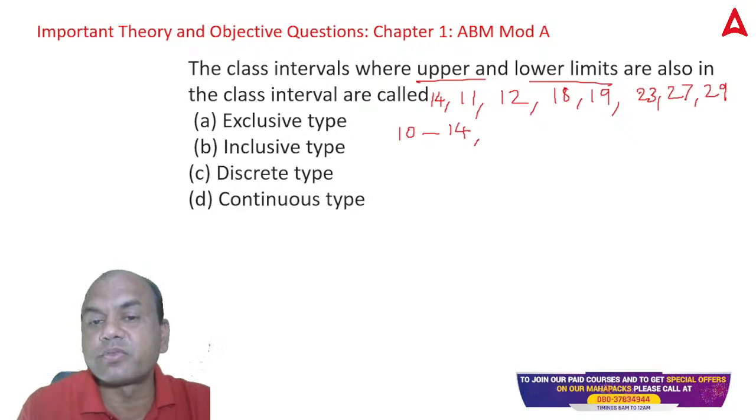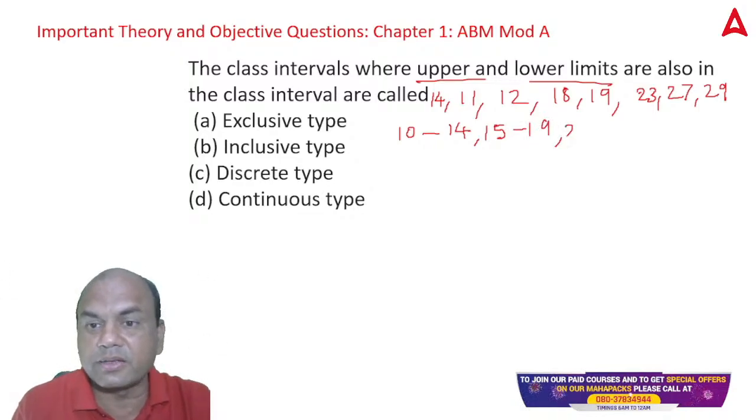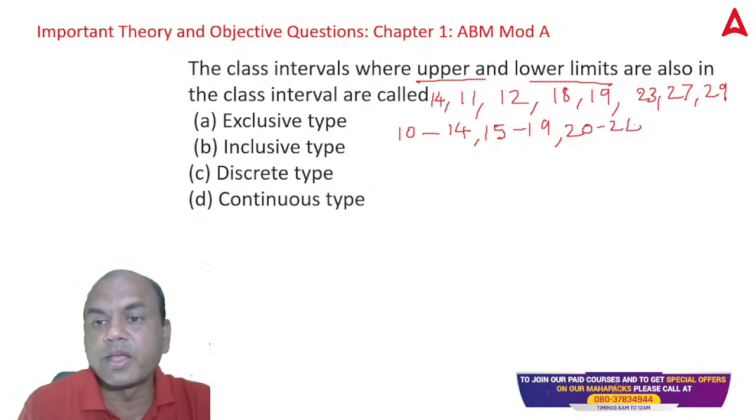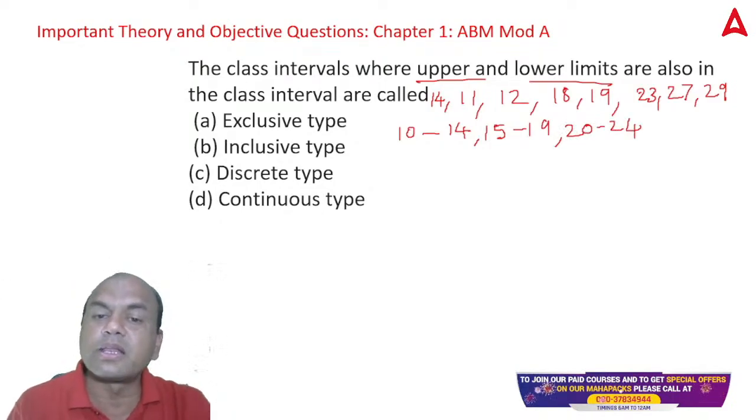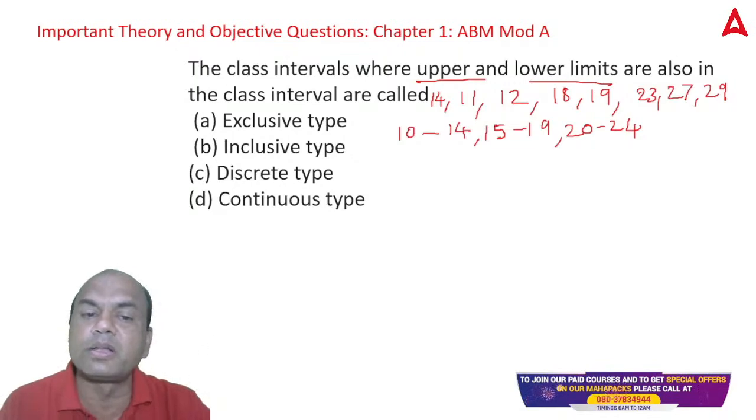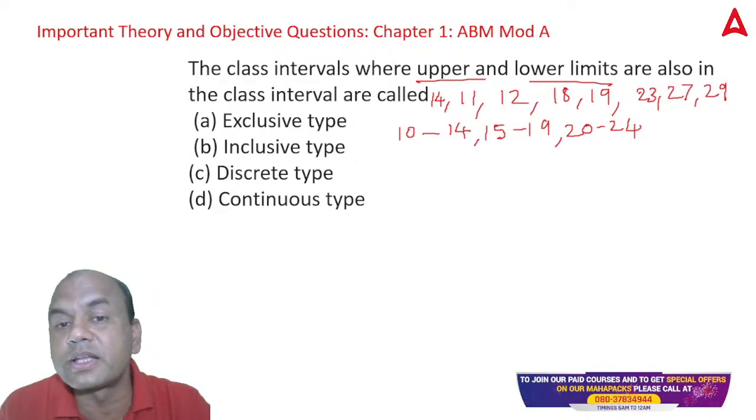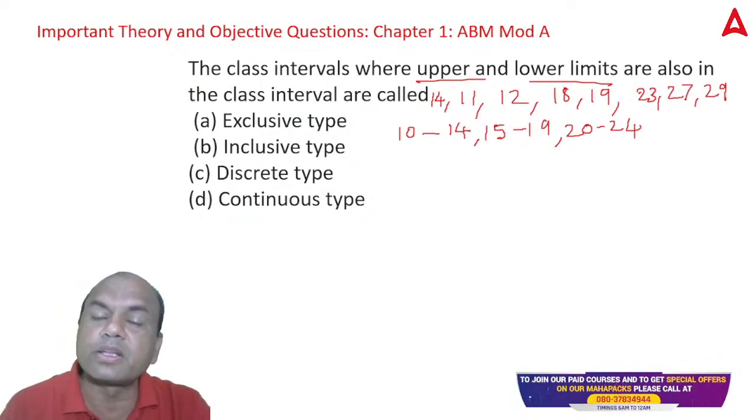Then next one is 15 to 19. Both are included. 15 to 19. Next one is 20 to 24. Now this class where both are included, upper limit also and lower limit also, this class is known as what? This is your question. Now we'll say if this is included, what is the other one?